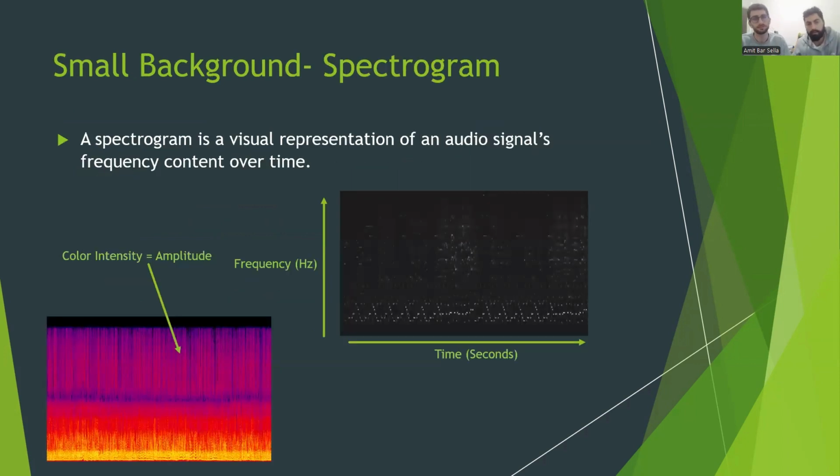Before diving deeper, let's quickly define a spectrogram. A spectrogram is a visual representation of an audio signal's frequency content over time. Different frequencies are plotted on one axis, time on the other, and color intensity corresponds to amplitude. By transforming audio into a 2D image format, we can apply image-based deep learning methods like CNN to find meaningful patterns.